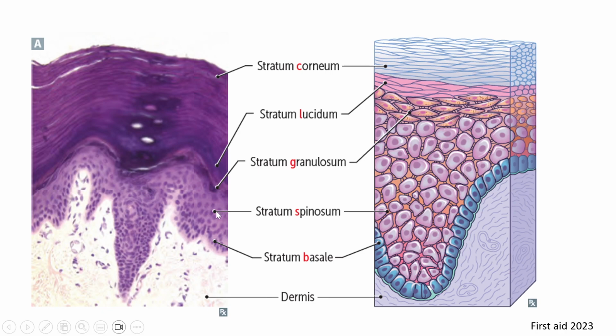Then we have this stratum spinosum. We also call this the spinous layer. The reason we call this the spinous layer is that the keratinocytes in this layer have desmosomes to attach to each other. So this desmosome, especially in the spongiosis dermatitis background, you see it like a spider leg, just connecting with each other.